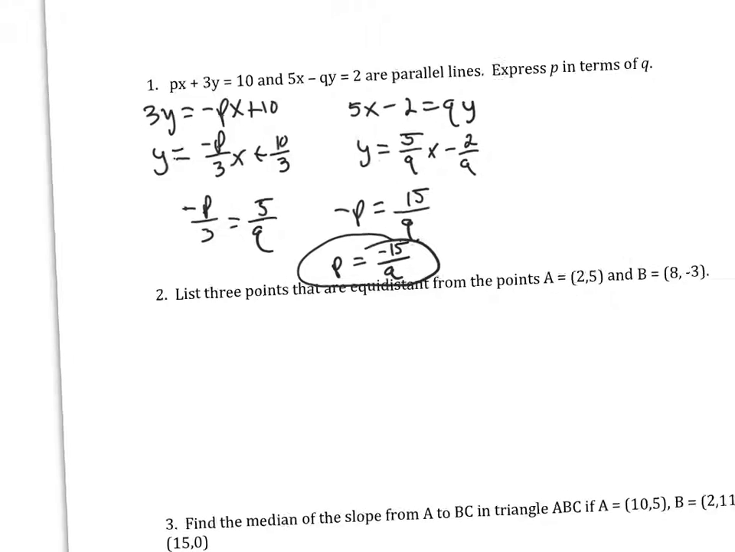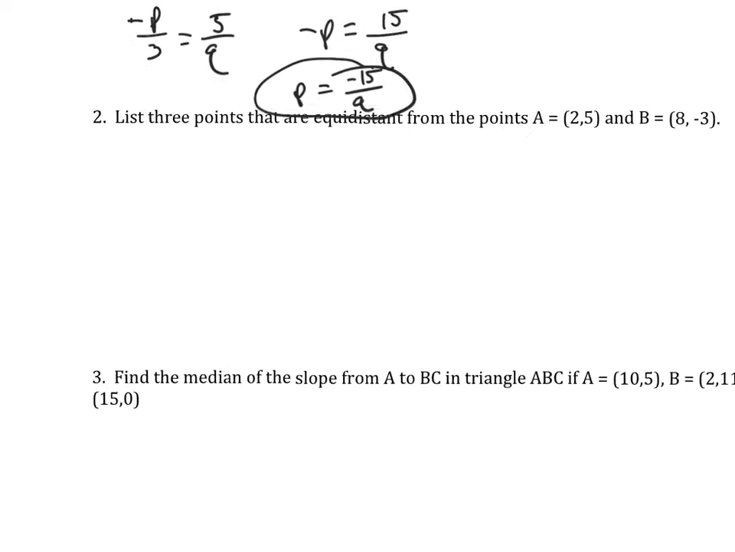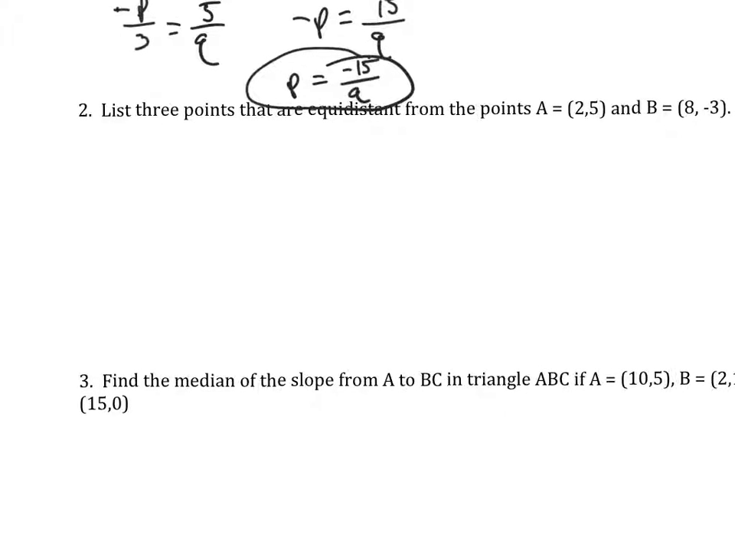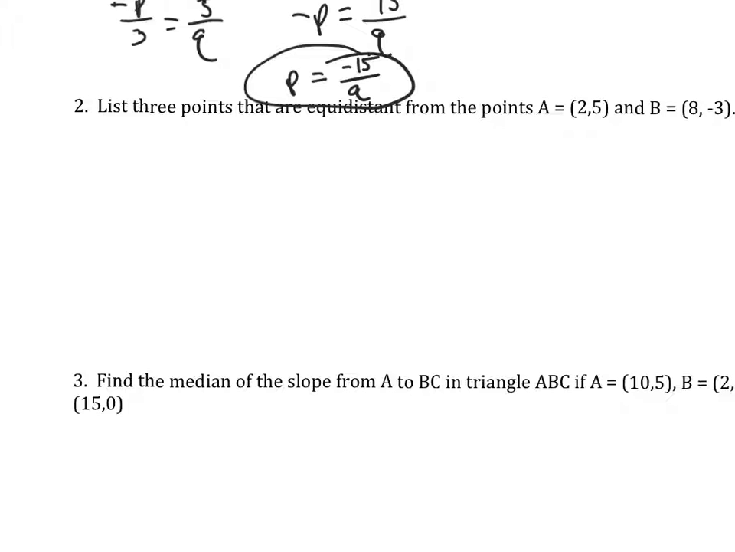All right, next, list 3 points that are equidistant from points A = (2, 5) and B = (8, -3). Okay, so let's just make a quick, very rough sketch here. We have 1, 2, 3, 4, 5, 6, 7, 8, and then 1, 2, 3 and 1, 2, 3, 4, 5. So we have (2, 5) at around here, and (8, -3) at around here.